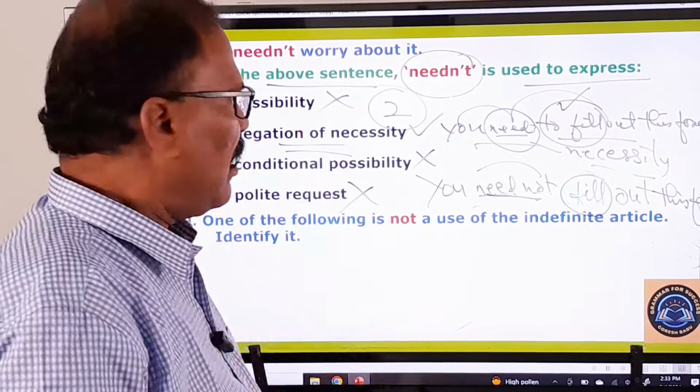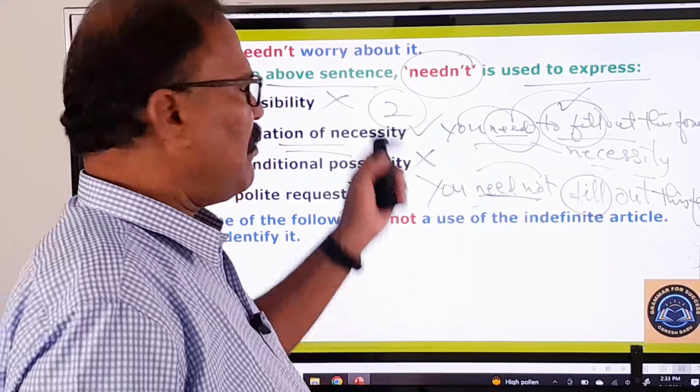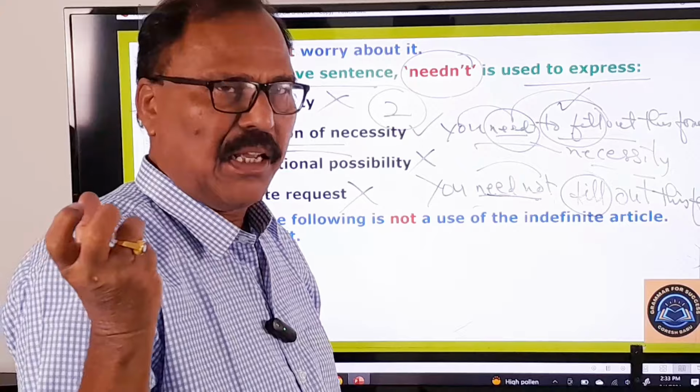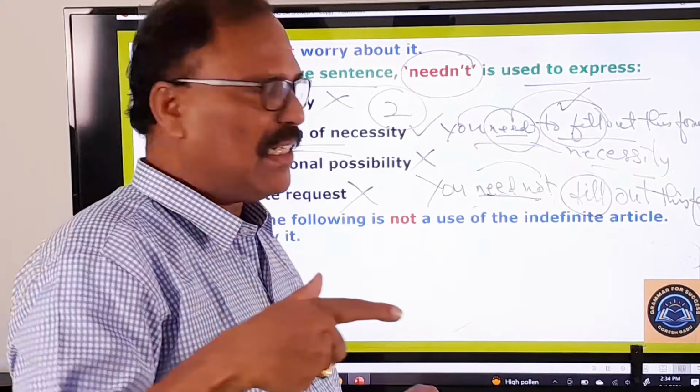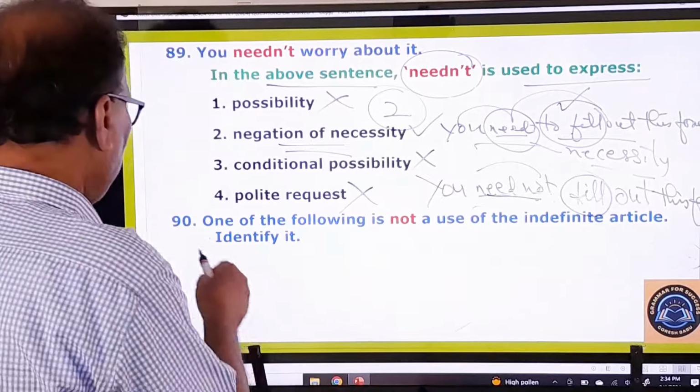Because it is like that. This is the main verb, this is what? A helping verb. That's the reason. So if time permits me, after some time now, I'll be teaching you about the modal auxiliaries. At the time of teaching you about the modal auxiliaries, I can teach you all about them very easily, very interesting. Okay, right. And what is the 90th question?